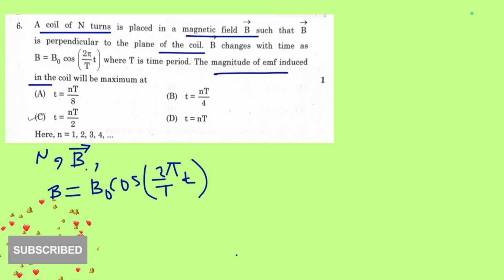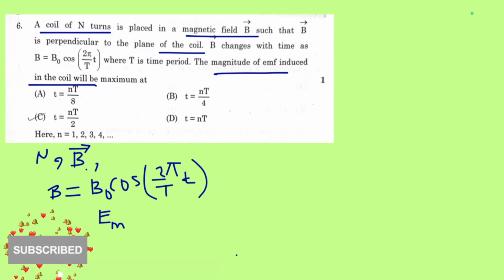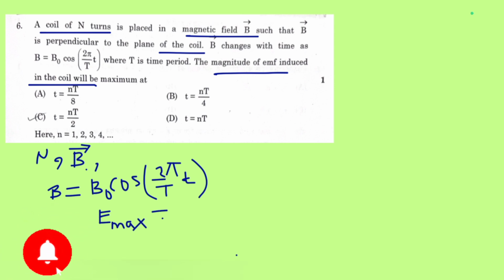So we know that the magnitude of the EMF induced should be calculated. What do we have to calculate? We have to calculate the magnitude of the EMF, or the voltage induced, and that should be the maximum one. So when the maximum magnitude of the EMF will be induced, that we have to calculate. So we have to calculate the time t. First, what is that small t? Small t is the time. So we have to find the relation of the small t with respect to n and T.